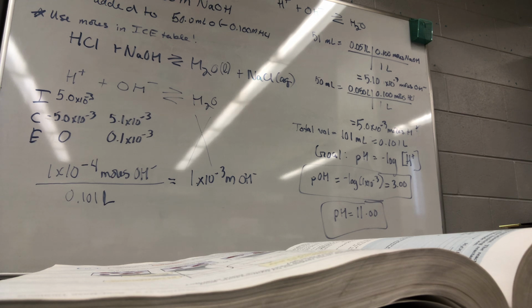Could we get closer and closer to that equivalence volume? We could. Could we do a calculation with 50.5 milliliters and 49.5 milliliters? Yup, that would get us a value that was closer and closer to this one. Just remember, at equivalence, the moles of the acid equal the moles of the base. That's the big takeaway about acids and bases.